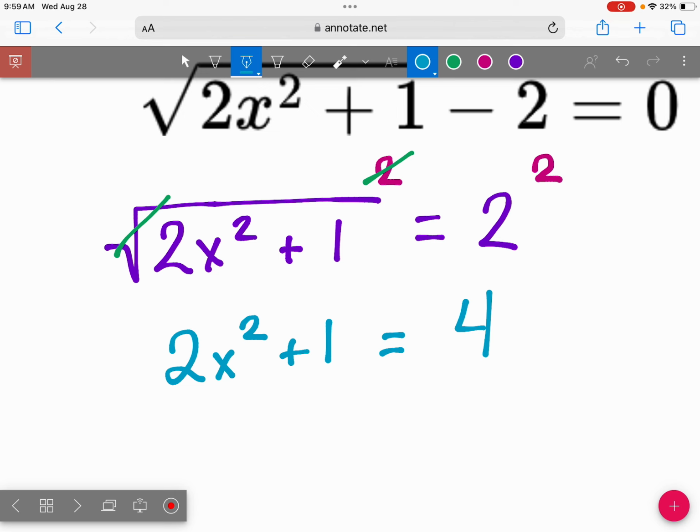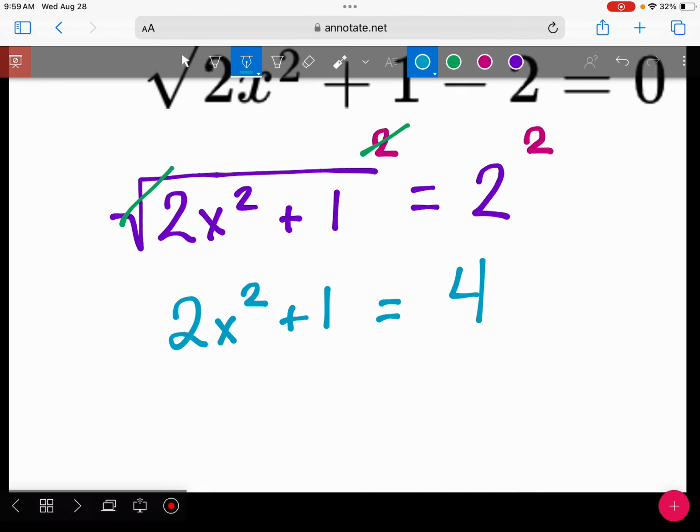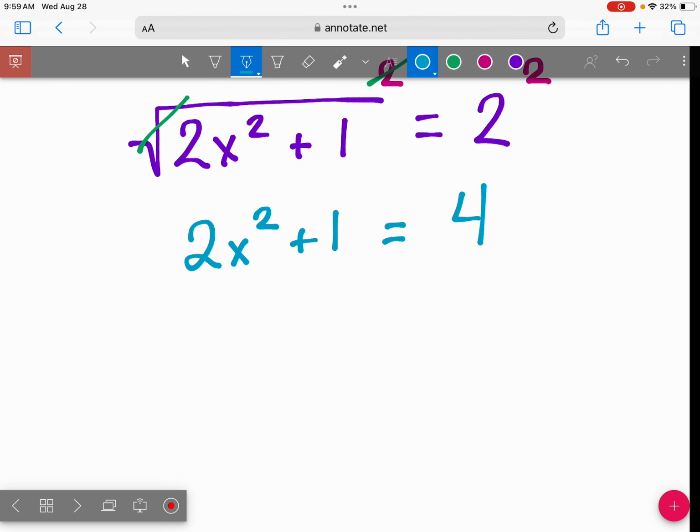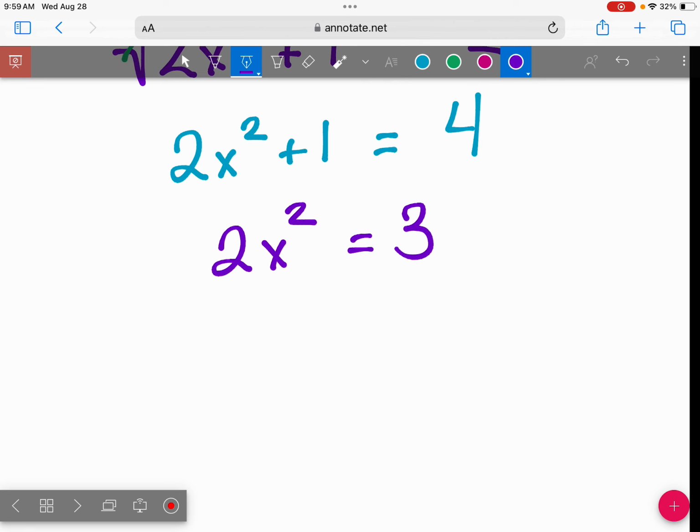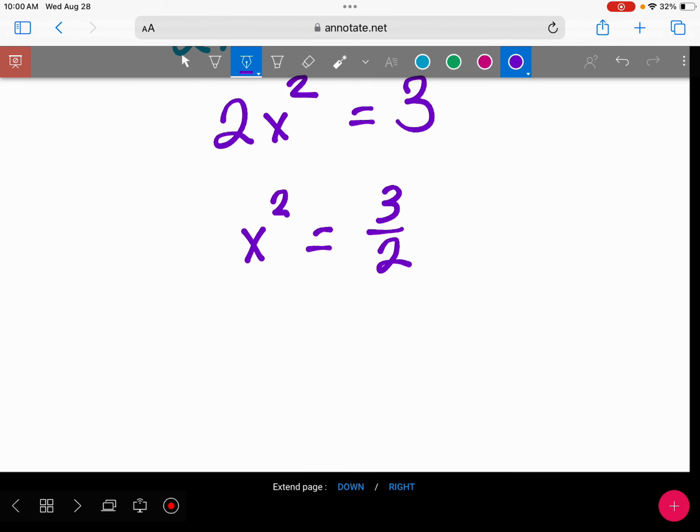Then what are we going to do? Subtract 1. I think you're like 3 steps ahead of me. That's okay. 2x squared equals 3. So what does x squared equal? 3 over 2. So what does x equal? Plus or minus the square root of 3 over 2.